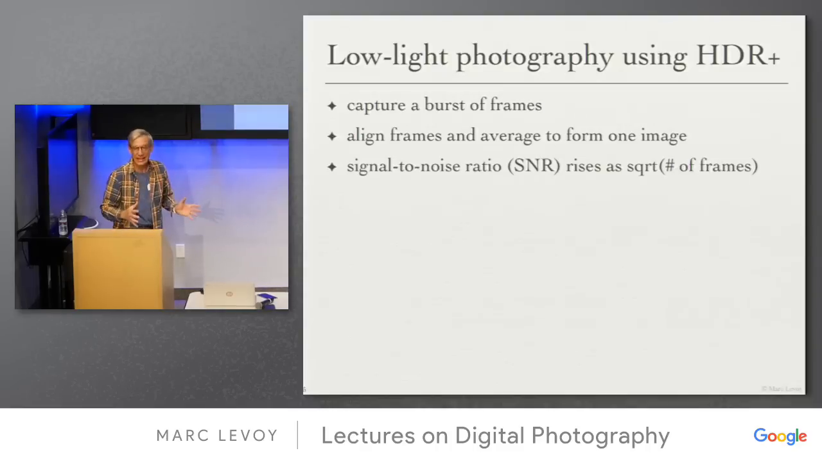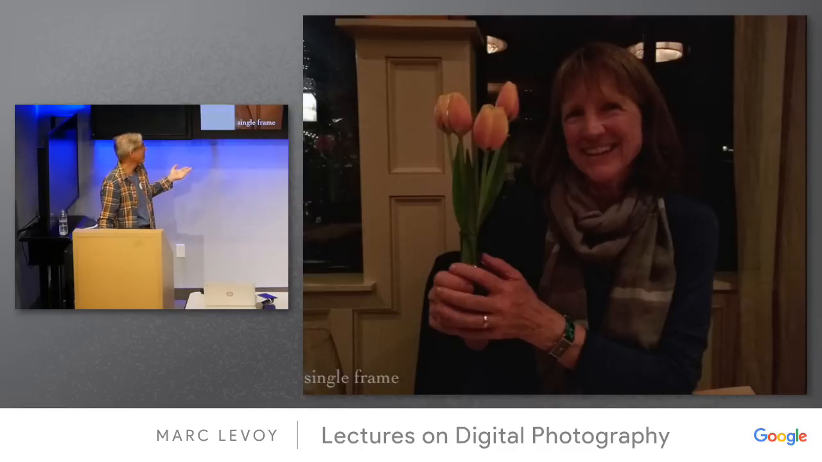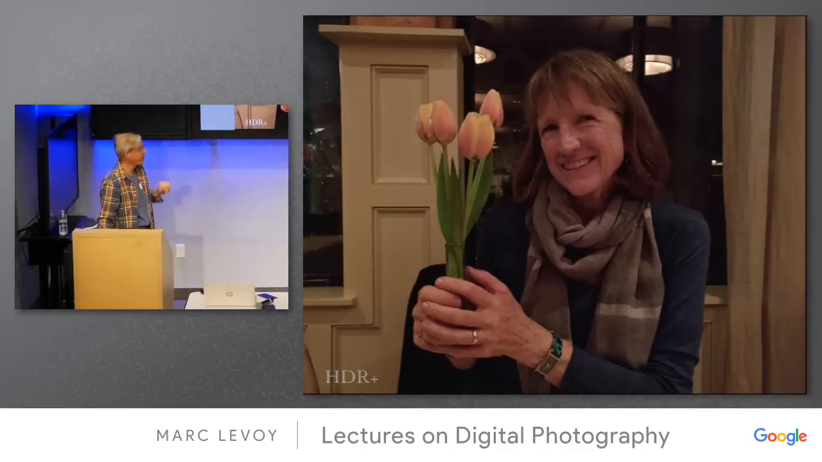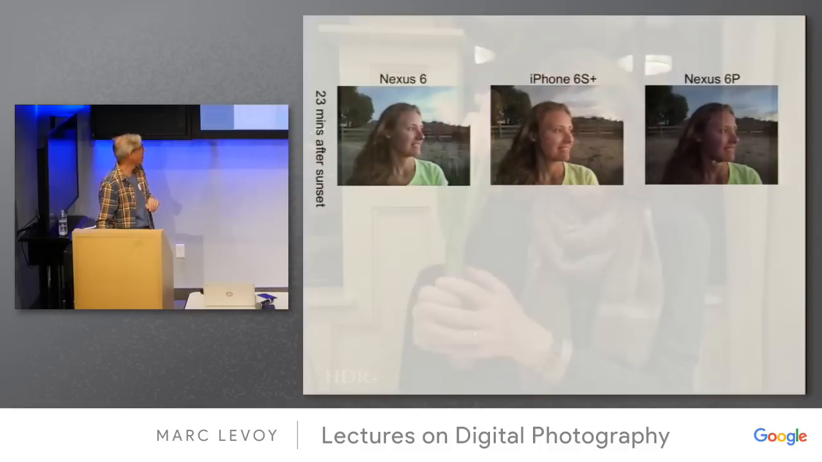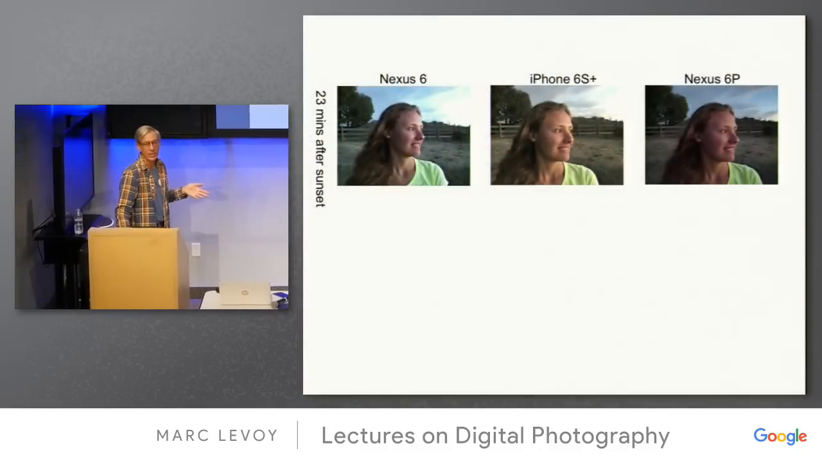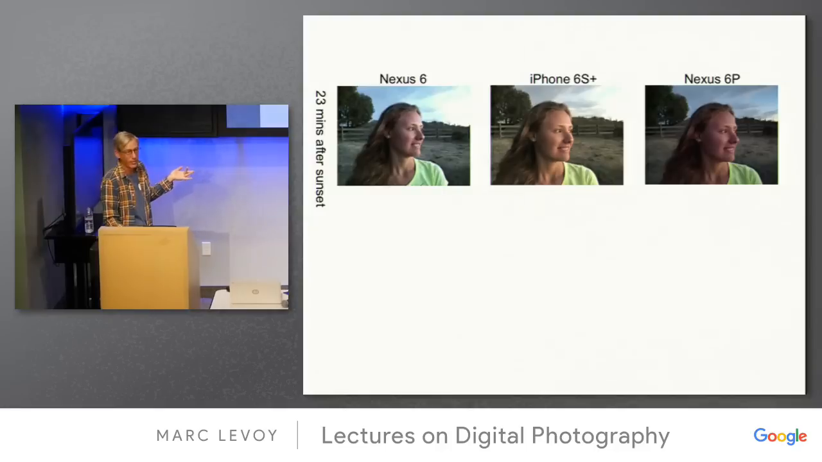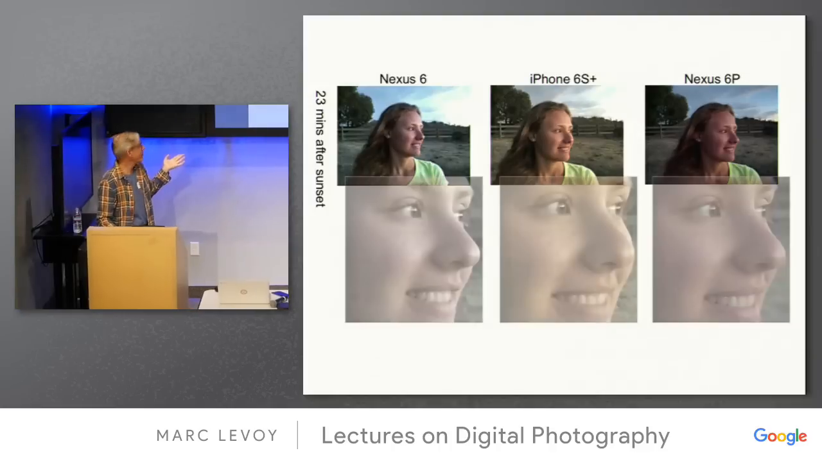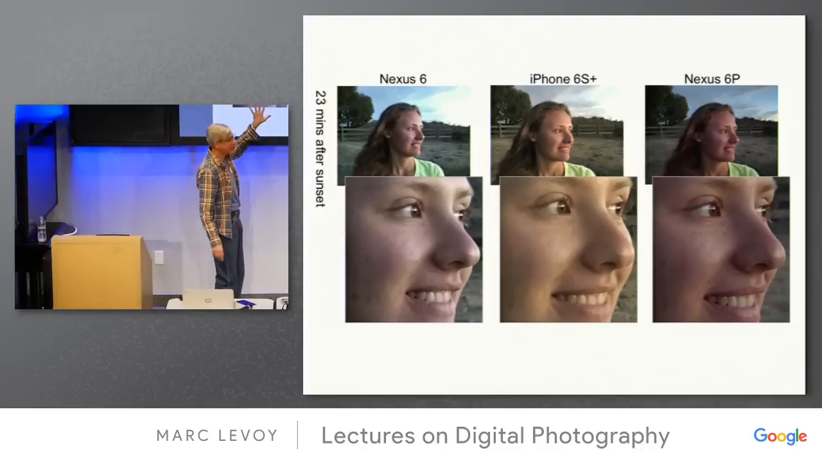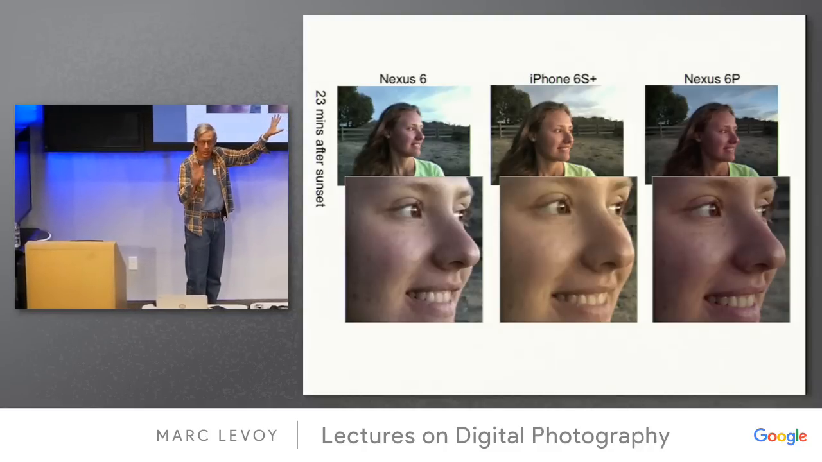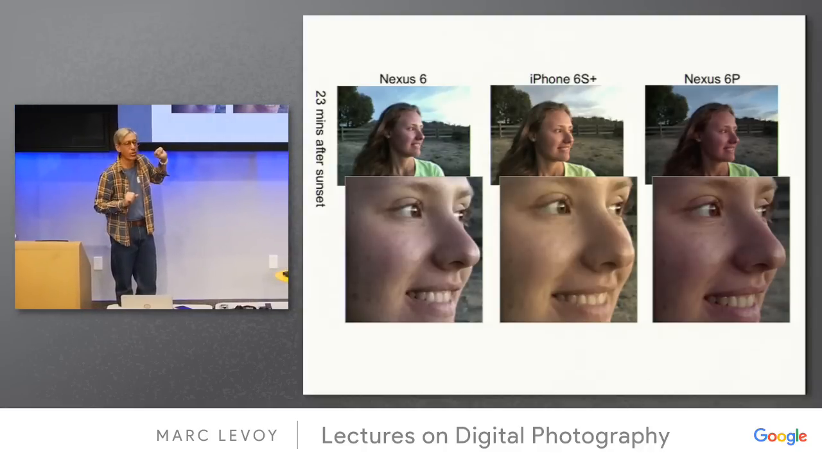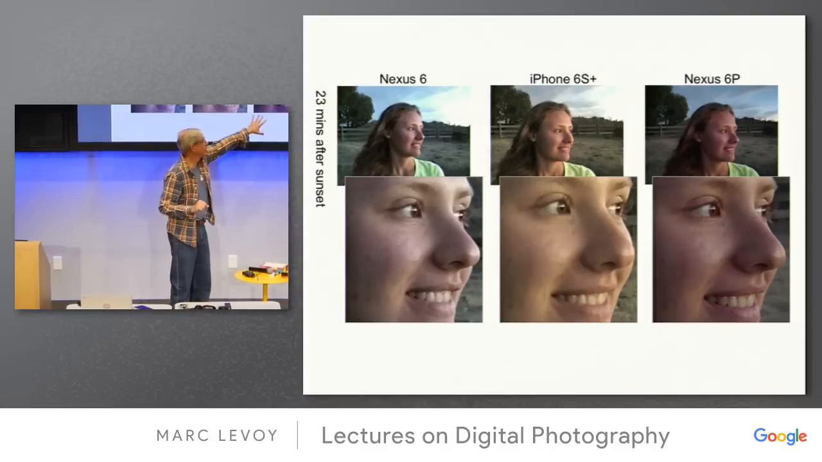So the image gets cleaner as you average more frames, by the square root of the number of frames you average. Here's an example. That's a single frame, and there's an average of maybe 8 or 10 frames. So it looks a lot better. When the Nexus 6P was launched, Dave Burke, the VP in Android, showed this image. This is 23 minutes after sunset and 3 different phones. Now they look about the same there, but if you zoom in, you see that last year's Nexus and the iPhone are beginning to have to blur a little bit in order to hide the noise, whereas the 6P doesn't have to, and so it has greater sharpness.